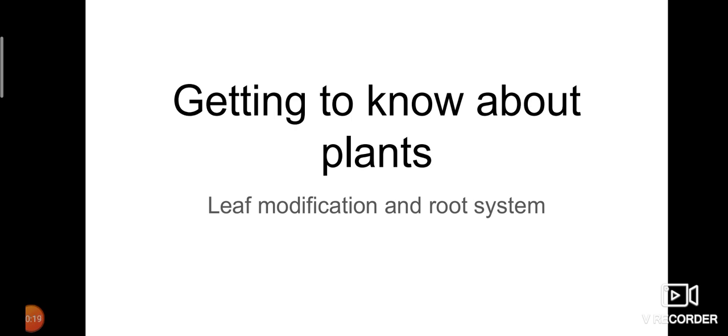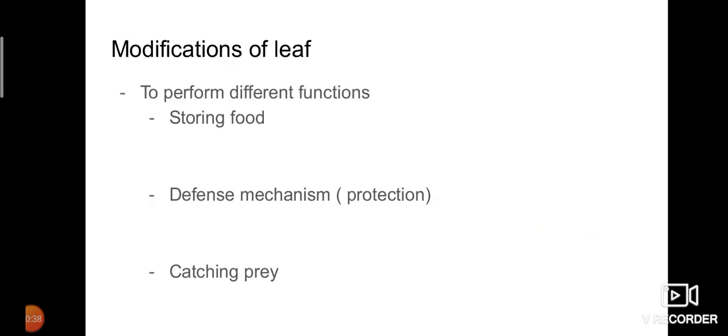Today we are going to see about leaf modification and root system. In last classes we have seen plants, their parts, root system, stem modification, everything. Now we are going to see leaf modification and root system. First one is modifications of leaf. Leaves are modified to perform different functions.